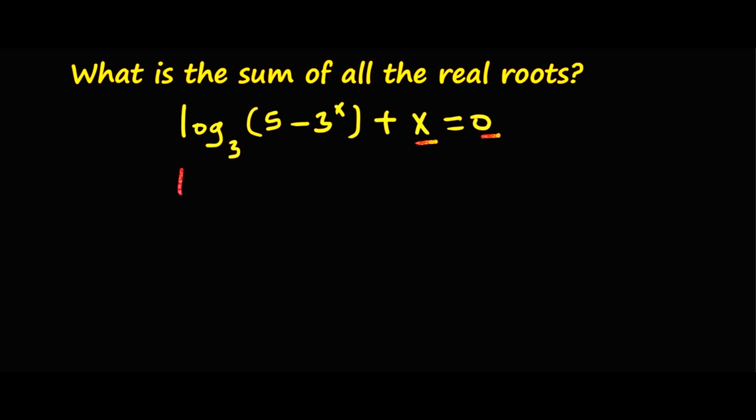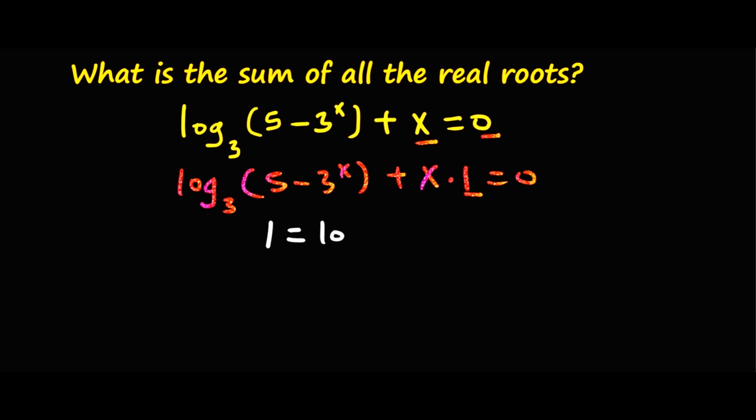To do that, let us first of all write this equation as log to base 3 of (5 minus 3 power x) plus x times 1 is equal to 0. So now we can write this one in terms of logs. Remember that 1 is the same as log to base a of a. That is according to the laws of logarithms. When the base and the number are the same, then that log is equal to 1.